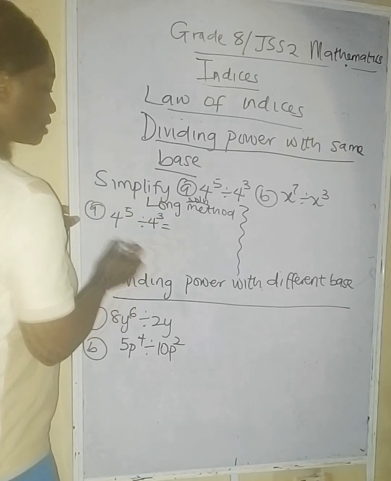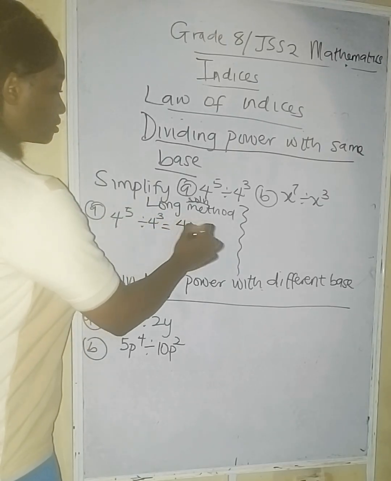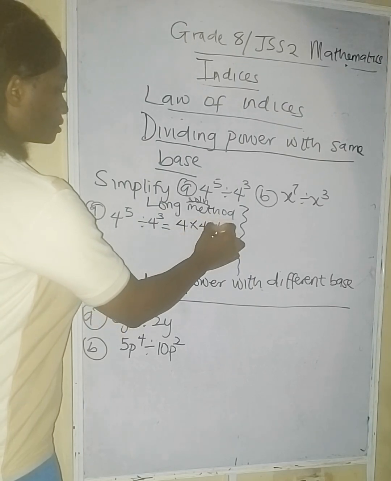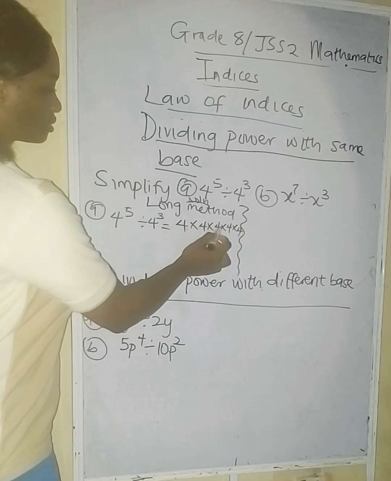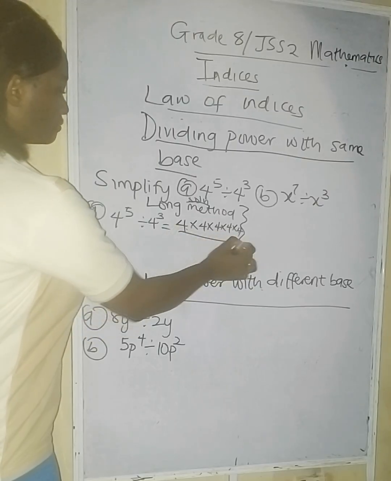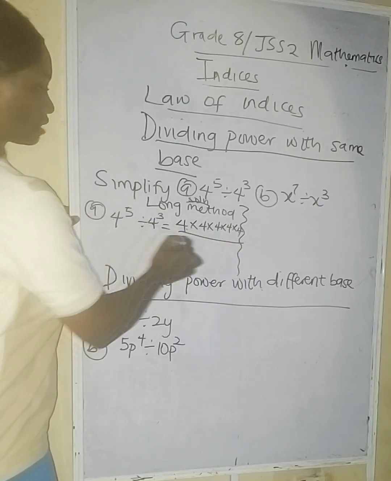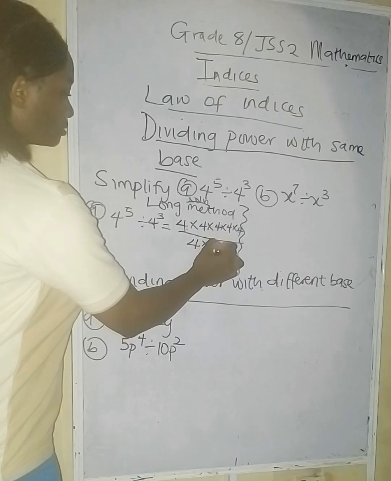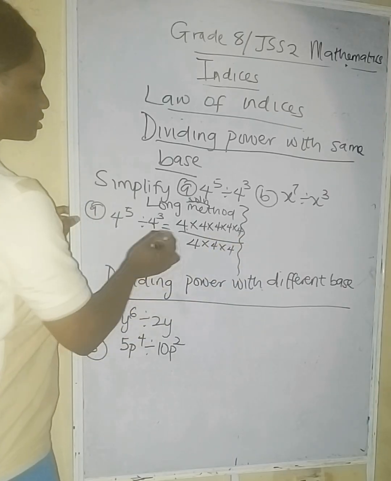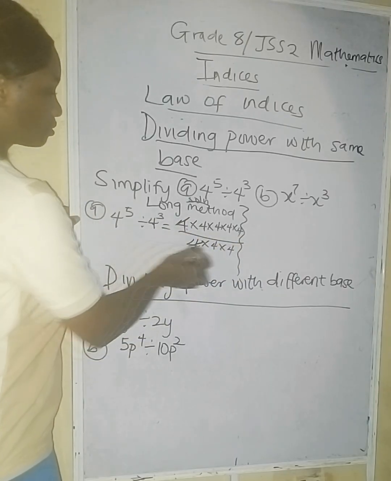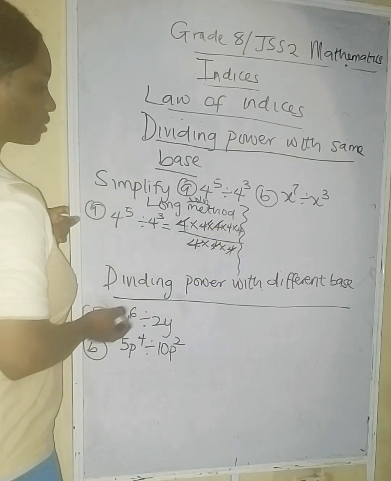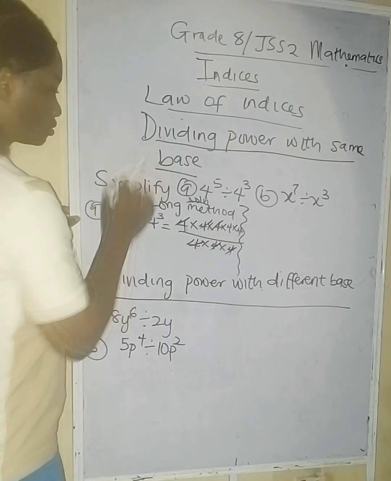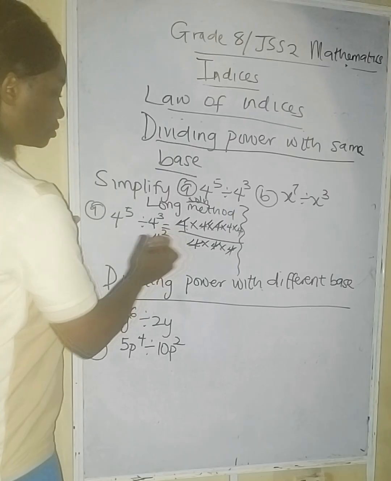So that is 4 five times: 4 times 4 times 4 times 4 times 4. Okay, so this is 1, 2, 3, 4, 5. Complete. Divided by 4, how many times? 3 times. 4 times 4 times 4. Alright, so let's divide now. So 4 cancels this 4, 4 cancels this 4, 4 cancels this 4. So we are left with how many 4s? 1, 2. Just 2. So that is 4 raised to the power 2.